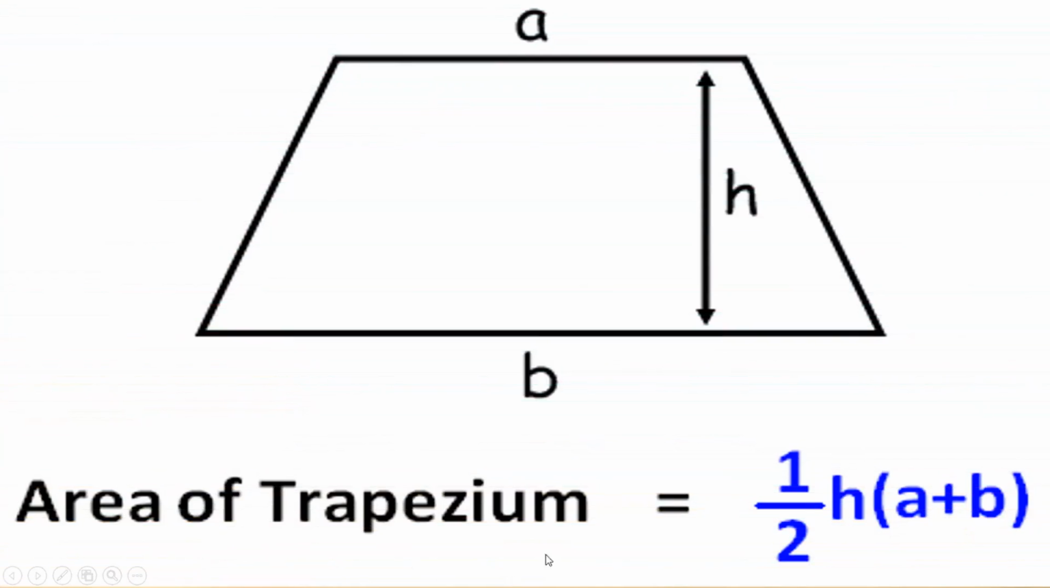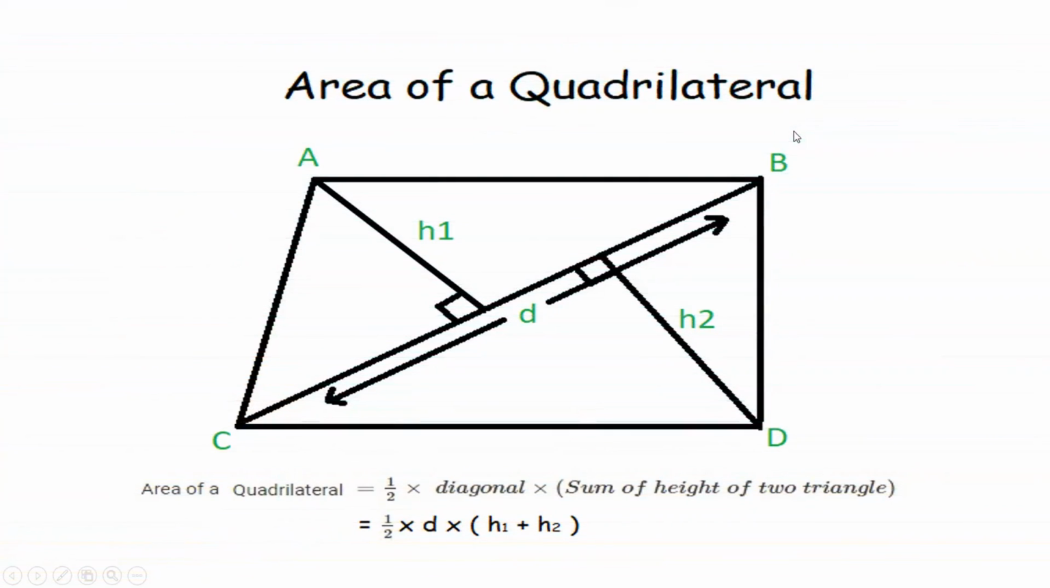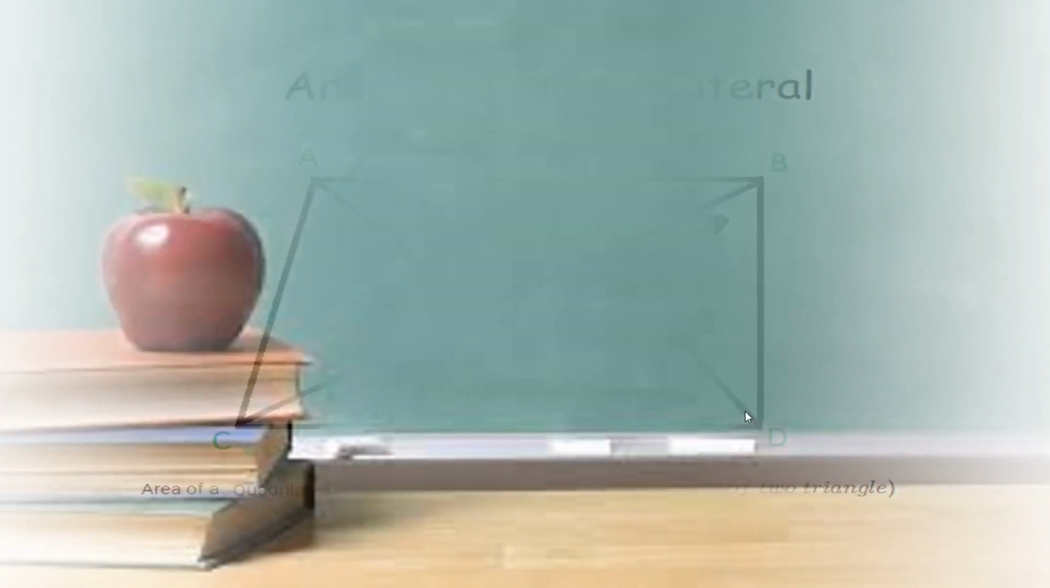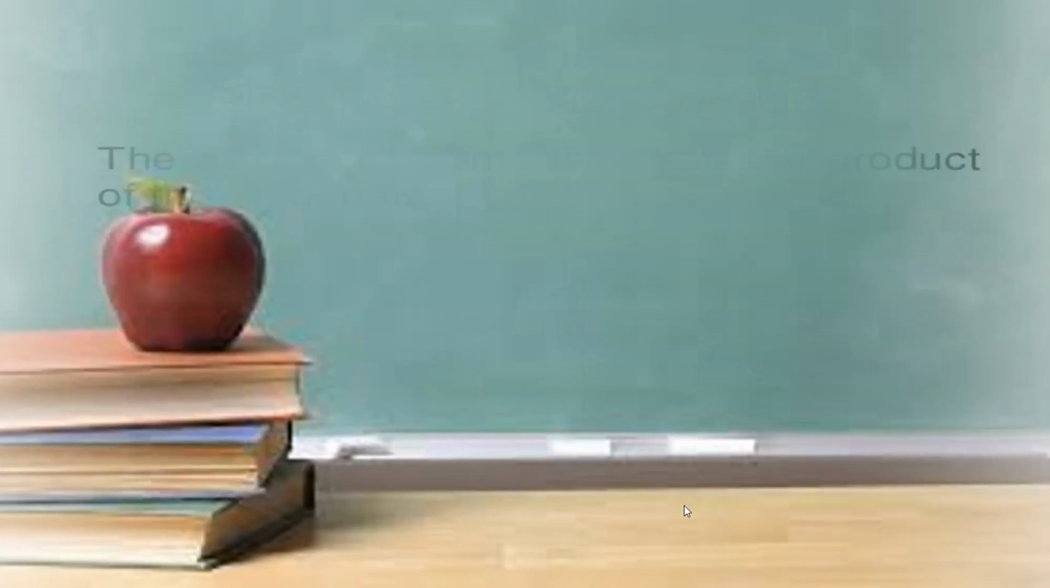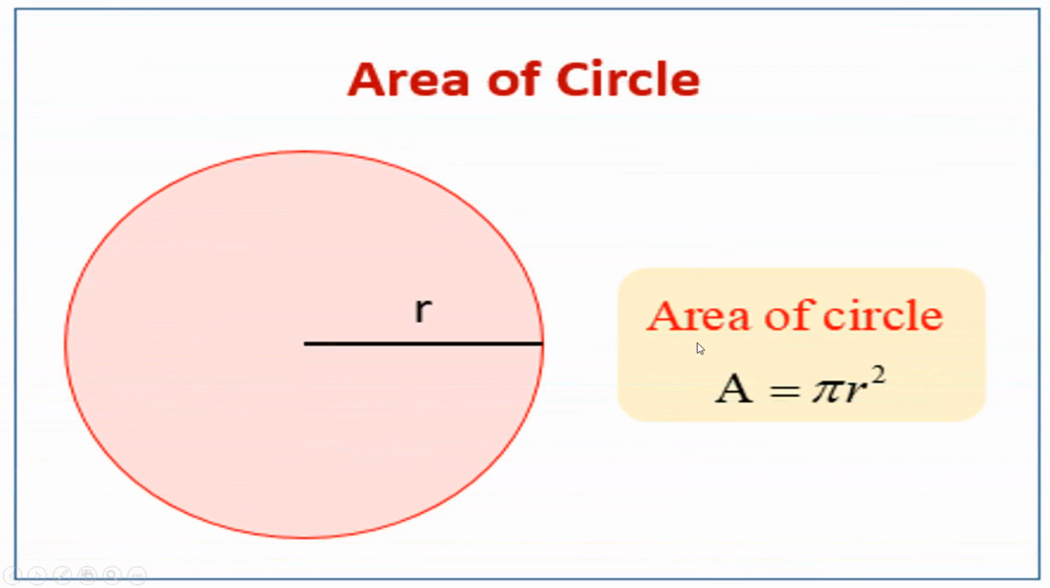This is the area of trapezium formula, half into h, where h is the perpendicular distance, into a plus b. A and b are parallel sides. Area of quadrilateral is half into diagonal d into sum of the heights of the two triangles. This is first triangle height, this is second triangle height. Area of a rhombus is half into d1 into d2. Area of a circle is pi r square.